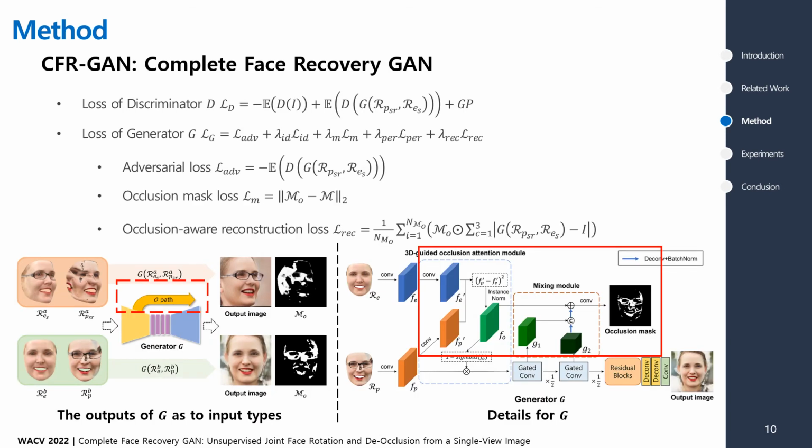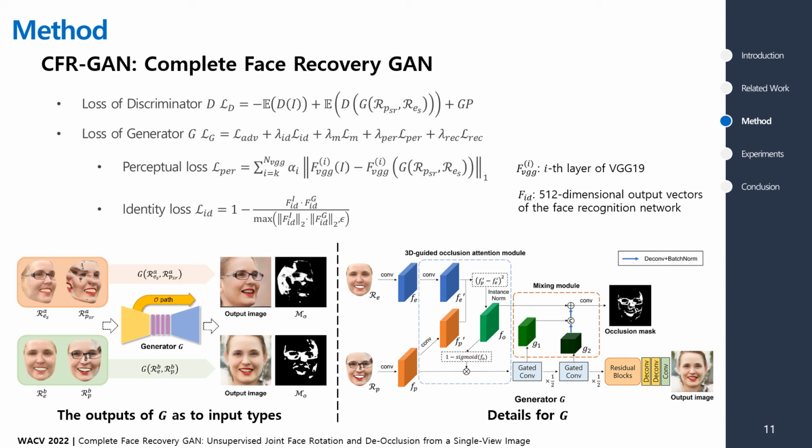We improved the downsampling model of CycleGAN to enable the detection and removal of occlusions by adding an occlusion passing path O. The loss function for the generator G consists of five loss terms: adversarial loss, occlusion mask loss, occlusion-aware reconstruction loss, perceptual loss, and identity loss to preserve identity.